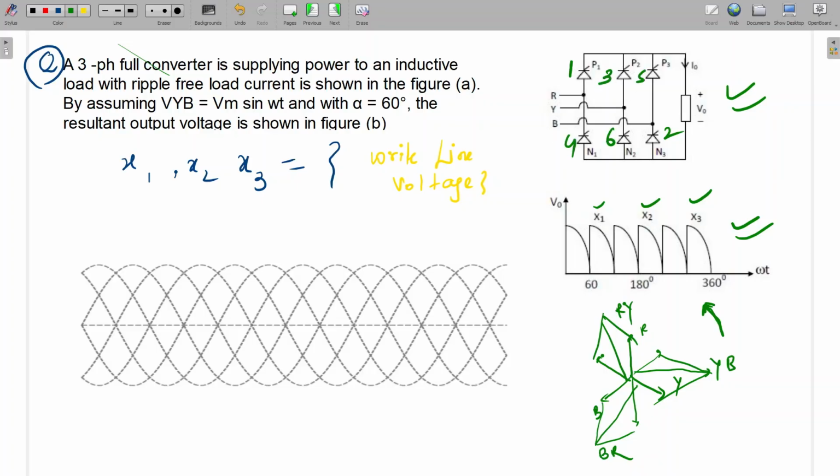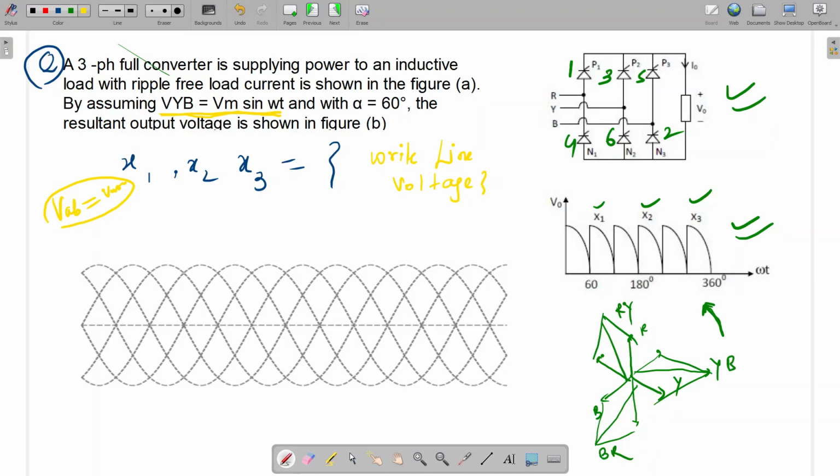One thing they have written here: VYB is equal to Vm sin omega t. Normally we select VAB equal to Vm sin omega t, but here they are considering VYB equal to Vm sin omega t. So we can write the first phasor I have written here. One second.